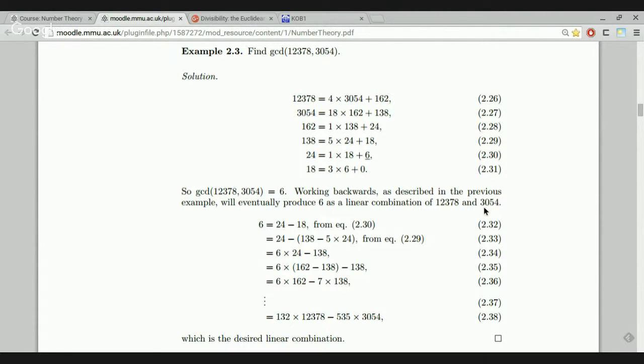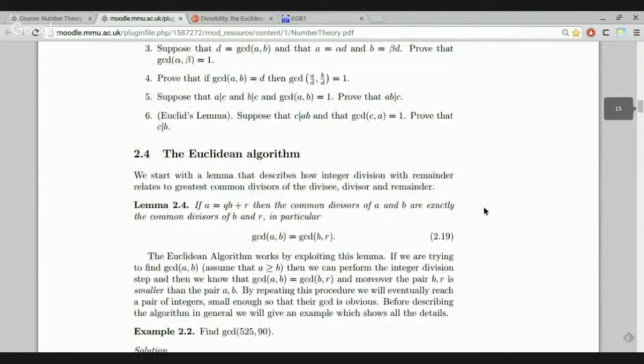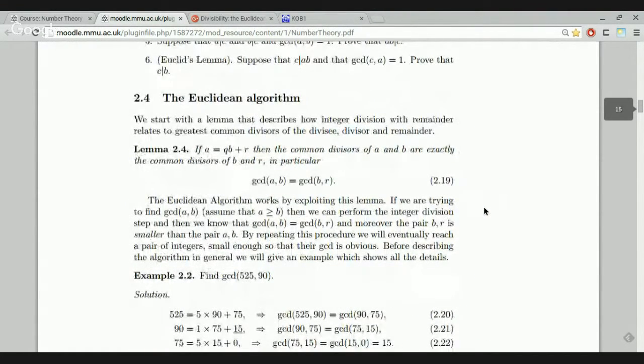So in the notes you will see we have formal proofs of these things. But really, it's nothing extra than the issues we've just discussed with those examples. So we'll just look briefly at the formal proofs. First of all, we have Lemma 2.4. Lemma 2.4 just examines a single integer division with remainder, and it proves that the GCD of A and B, the first pair, is the same as the GCD of B and R. Okay, obviously, the principle we were using.